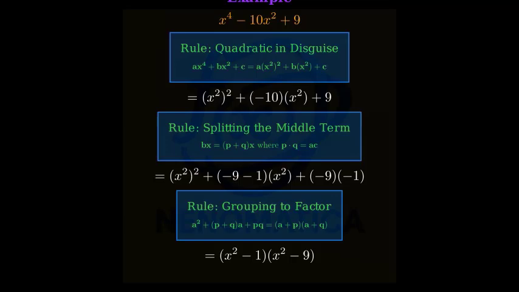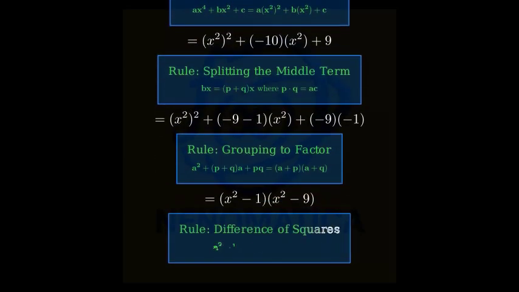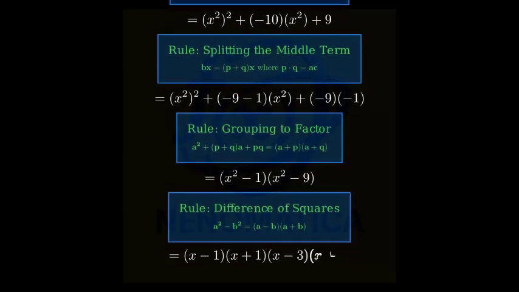The expression becomes (x squared minus 1) times (x squared minus 9). Next, we notice that both x squared minus 1 and x squared minus 9 are difference of squares. We can factor them further. X squared minus 1 equals (x minus 1) times (x plus 1). And x squared minus 9 equals (x minus 3) times (x plus 3).